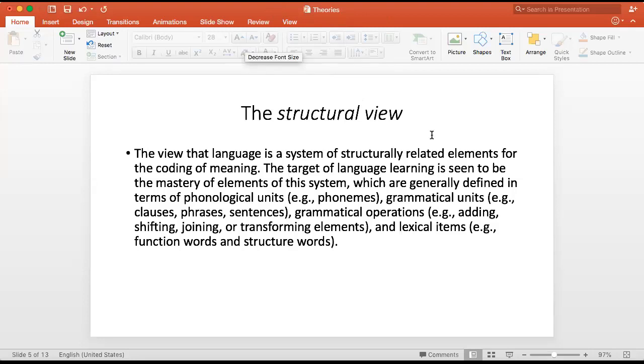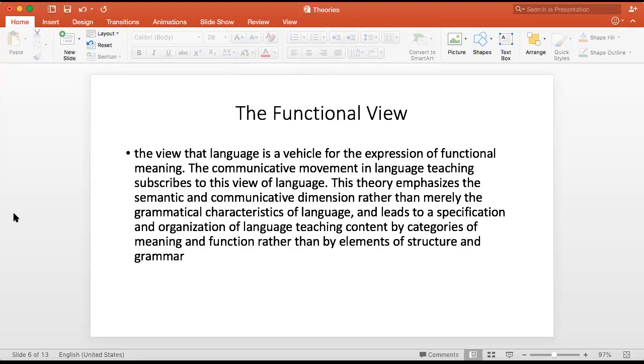Now let's move to the second view, to the second approach, the functional view of the language. Now, if I give you an example, we have not started doing the methods, but you'll have some idea by the use of the term communicative approach, okay? Now, in the functional view of the language, or the functional approach of language, it views language as a vehicle for expression of functional meaning, okay?